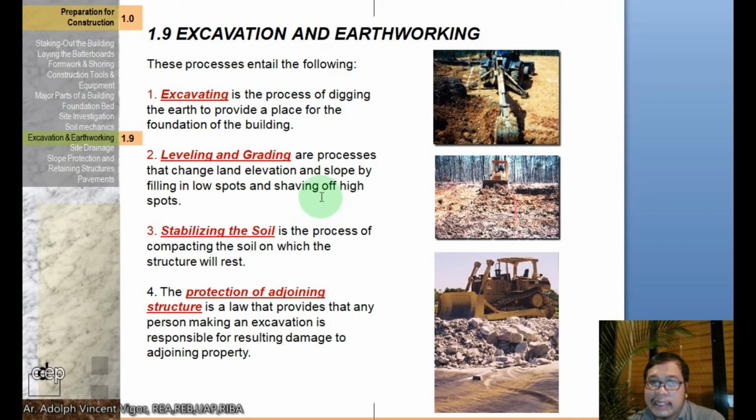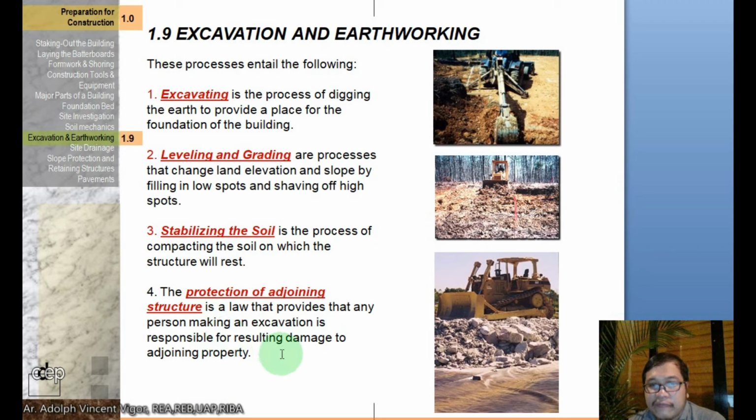Then we have what you call leveling and grading, which is the process that changes the land elevation and slope by filling in low spots and shaving off high spots. Then the third is stabilizing the soil, which is the process of compacting the soil on which the structure will rest. So after you have leveled it, then you stabilize it by compacting the soil.